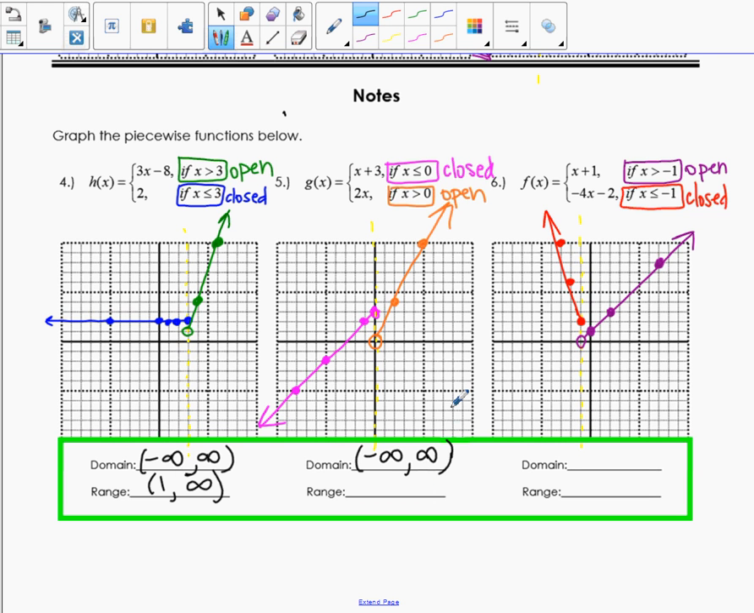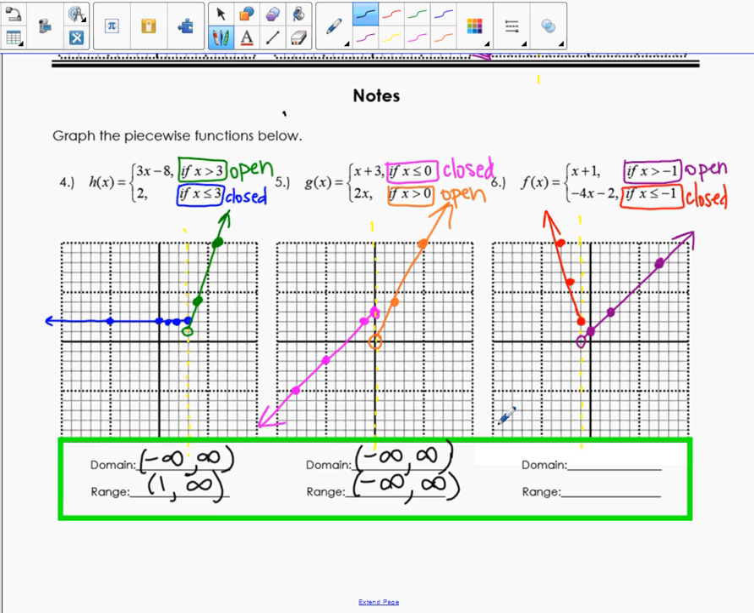And then when we talk about range, going from bottom to top, well, this pink value is going to continue on down. So every negative y value will be covered with that. And the orange graph is going to continue on up. So every y value will be covered with that. So that's negative infinity to infinity.